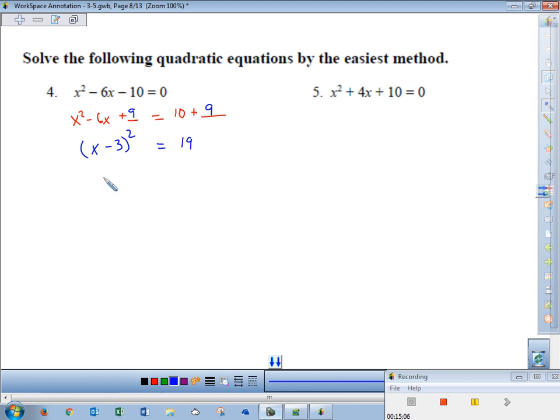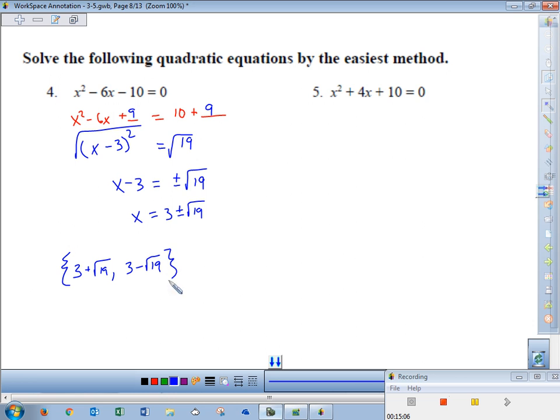And now you square root both sides. So, x minus 3 equals plus or minus the square root of 19. That's usually the biggest mistake, is people forget about the plus or minus. Now add 3. X equals 3 plus or minus the square root of 19. Done. Put your answers in a solution set. I like it. Complete the square is a piece of cake when A is 1 and B is even.